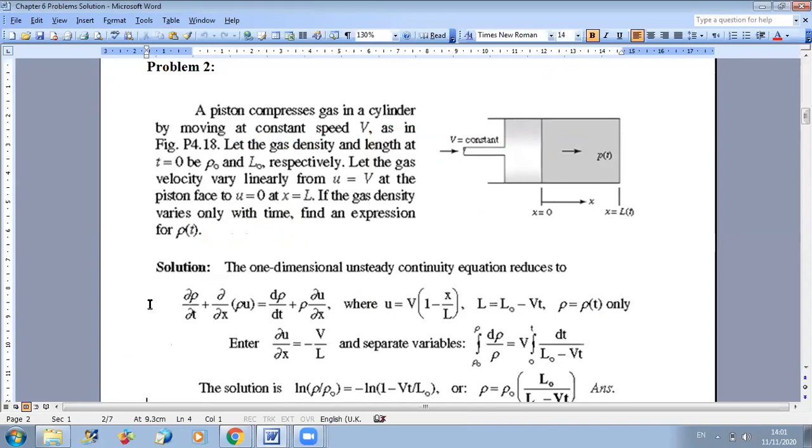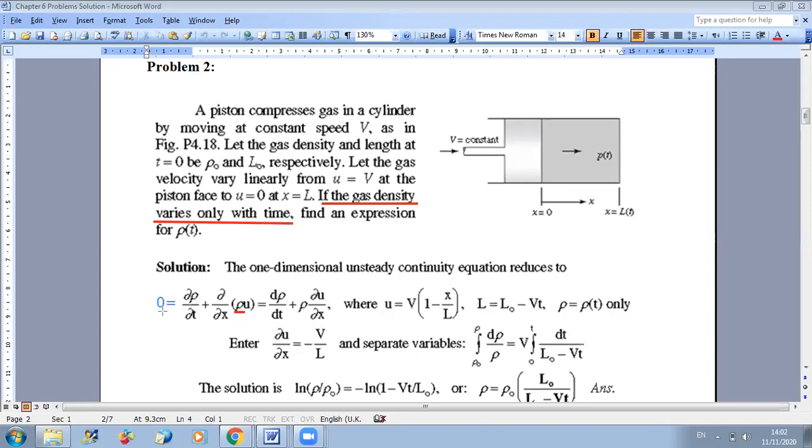Now how can I simplify this relation more? They said that density is only function of time. So here if you look at this sentence, the density of the gas varies only with time. So the density is not function of space. This is why here you can take this rho outside of the derivation. So your result will be del rho by del t plus rho del u by del x is equal to 0.